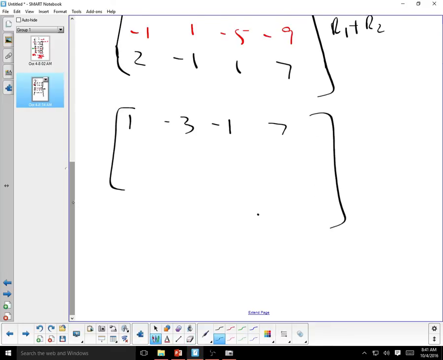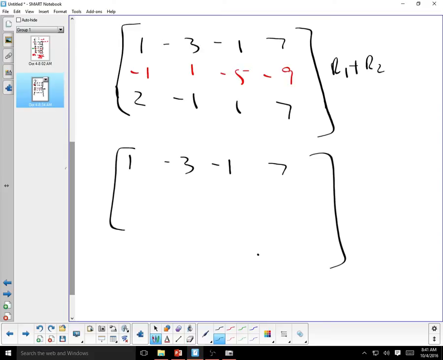Okay, so here we go. Let's add it. What is 1 minus 1? 0. Let me use red. 0. What is -3 plus 1? -2. What is -1 minus 5? -6. And 7 minus 9? -2. Look at that. Our first row operation and we survived. That was it. Easy? Okay, cool.